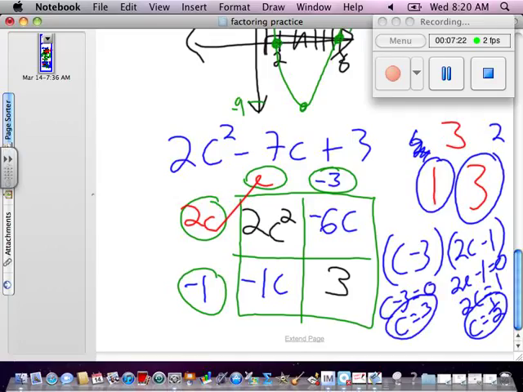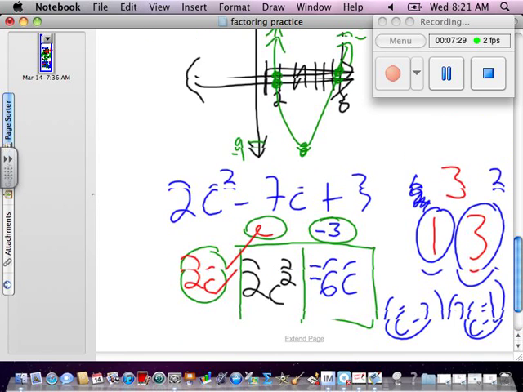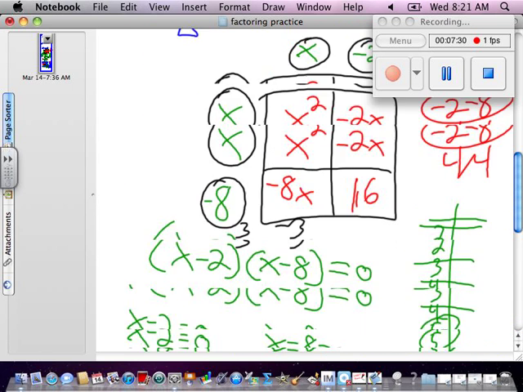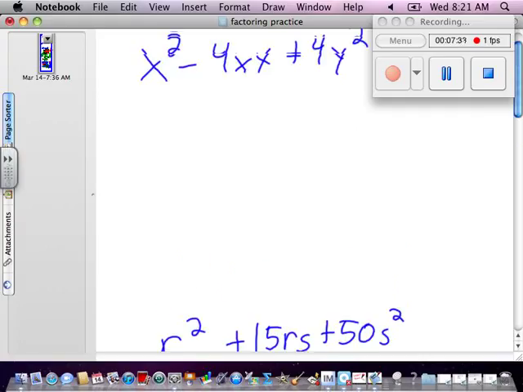Questions about this? How are we feeling? So-so about factoring? Good up to the graphing, okay. All right.